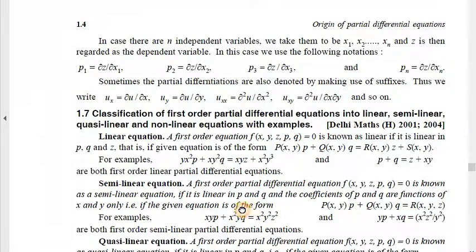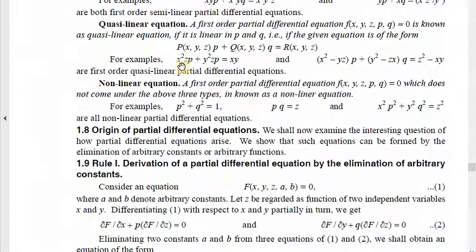So you have something called quasi-linear also. What is a quasi-linear differential equation? They are linear in p and q, but the coefficients will be functions of x, y and z. Whenever you have z in the coefficients of p and q, we call it a quasi-linear partial differential equation.